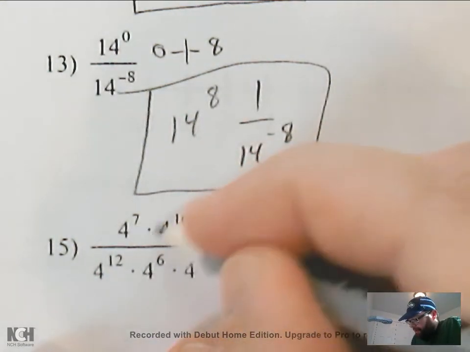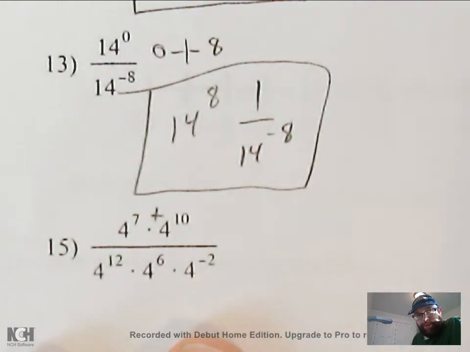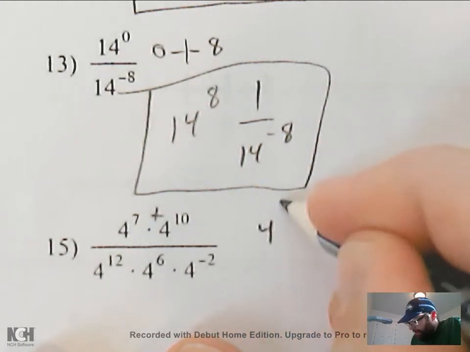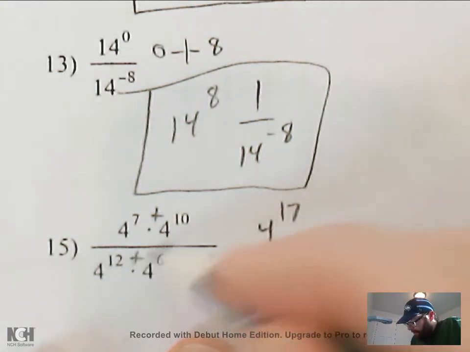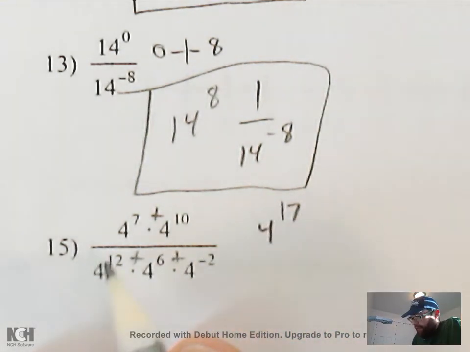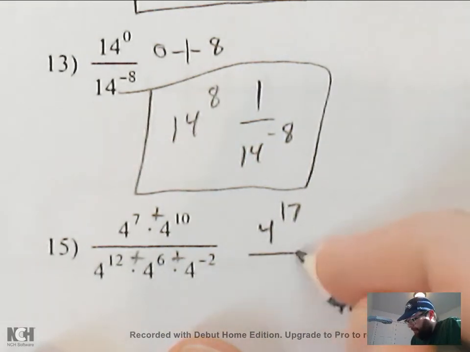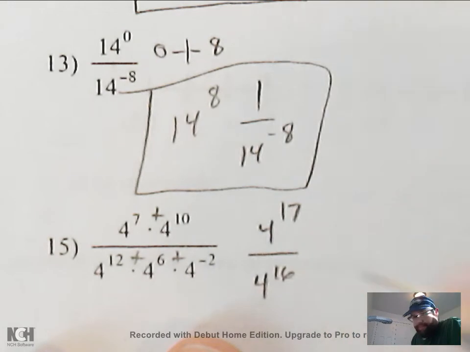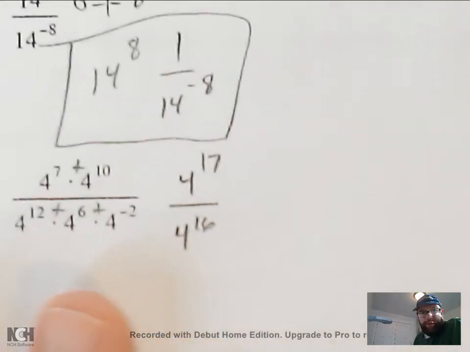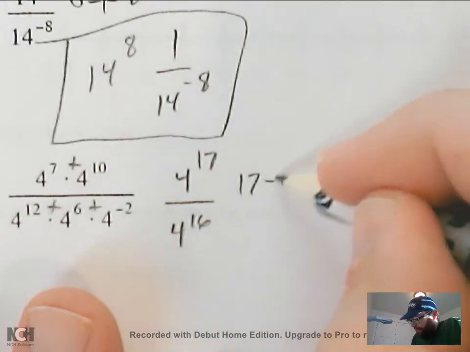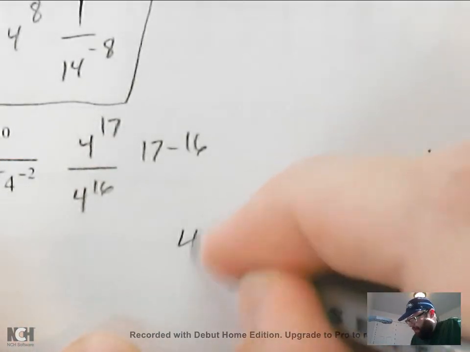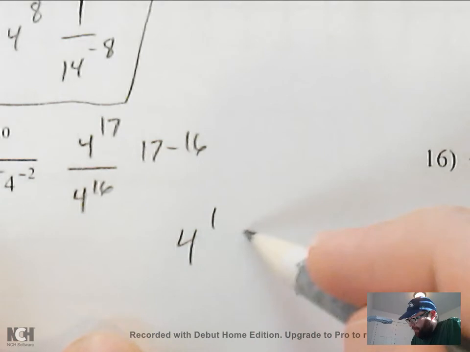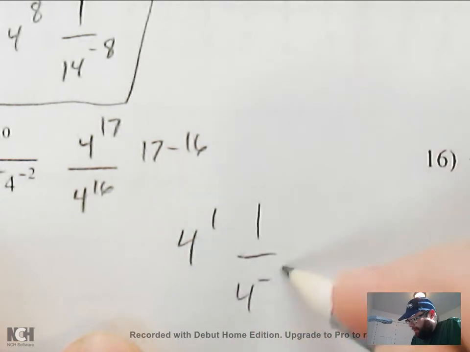So 4 to the 7th times 4 to the 10th, you'd add the exponents, which is 4 to the 17th. And then 12 plus 6 plus negative 2. 12 plus 6 is 18, plus negative 2 is going to be 16. So 4 to the 16. And then you would just subtract. 17 minus 16 is 1. So you'd have 4 to the 1 power, or 1 over 4 to the negative 1.